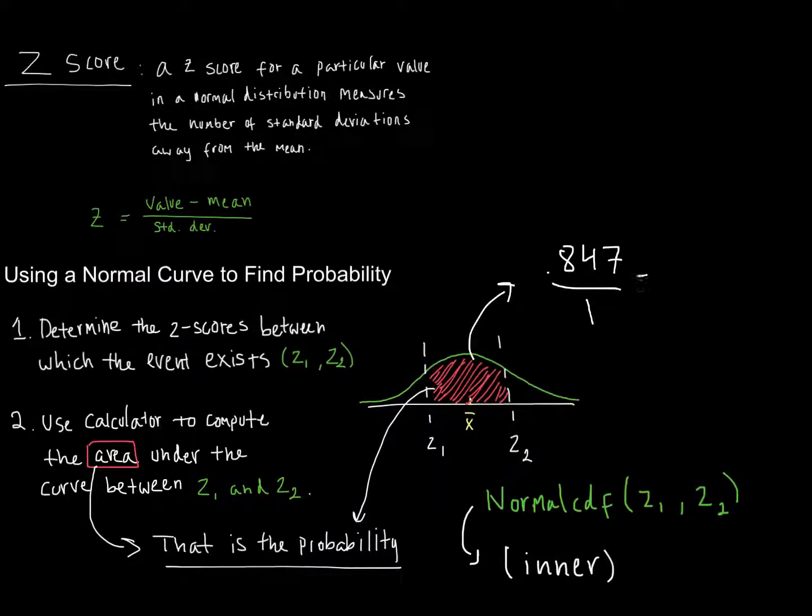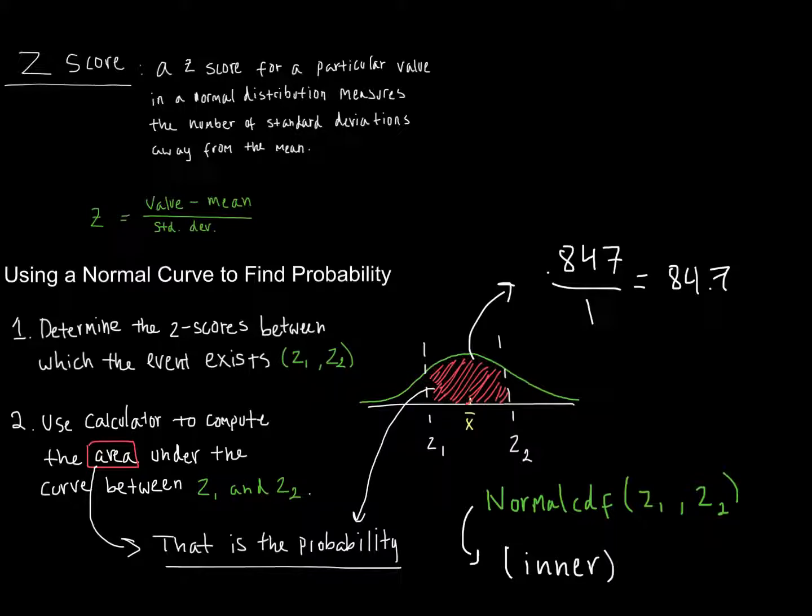And so that's 84.7% of the data, right? So 84.7% of the data is this shaded piece here, and so you would expect the probability that if you were to pick a random data point it would be in this interval is about 84.7% or 0.847. And so what we need to do is determine the z-scores between which the event we're interested in exists. So if it exists between these two, we compute these two z-scores, and then we use a calculator to compute the area under the curve, and that is the probability.